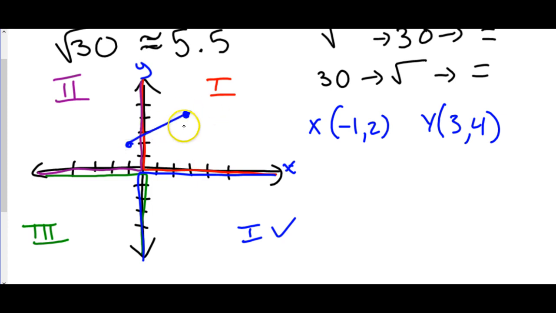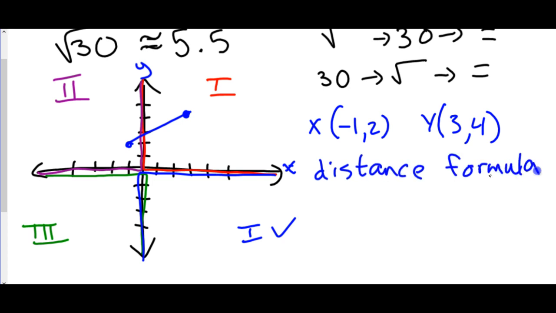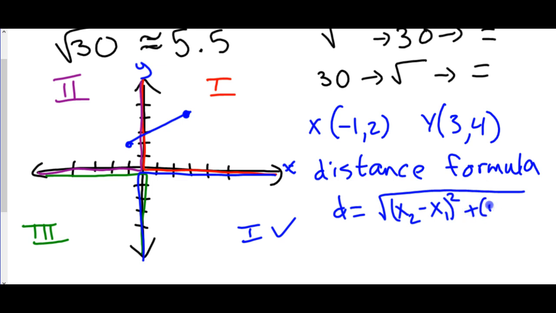Now since this line is diagonal, there's no way for us to just count the distance. We have to actually use some sort of formula to calculate the distance, and that is called the distance formula. So the distance formula is d for distance equals square root of x2 minus x1 squared plus y2 minus y1 squared.